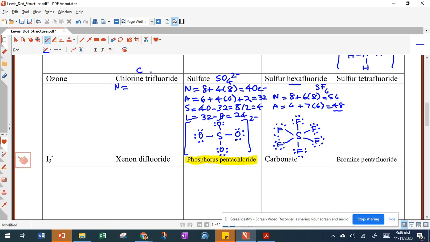So first of all, chlorine trifluoride is ClF3. So the needed would be 8 plus 3 times 8, and that would give us 32. The available would be 7 plus 3 times 7, which gives us 28. And then the shared would be the needed minus available, so 32 minus 28. That would give us 4.